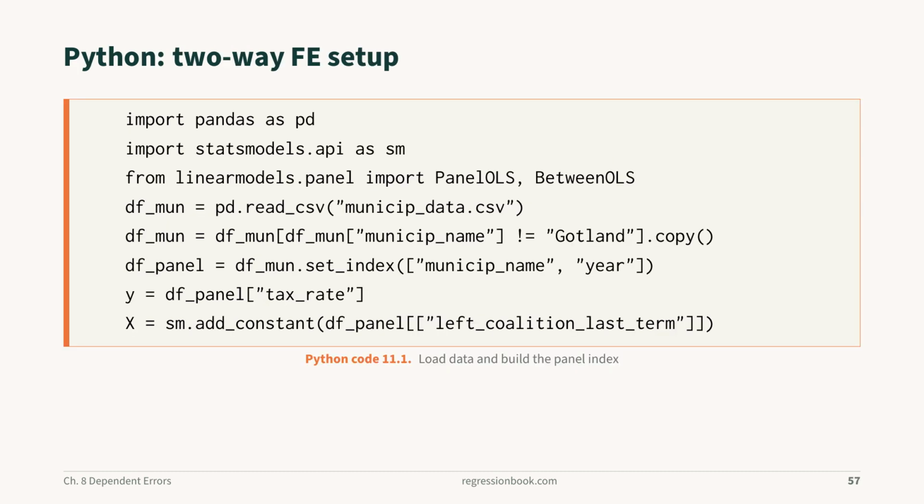The Python setup for the same exercise: read the municipal file, drop Gotland, set the municipality and year index, and add the constant to the regressor matrix. Nothing statistical happens on this page at all. It is the disciplined bookkeeping that makes the estimation call on the next page trustworthy rather than accidental.